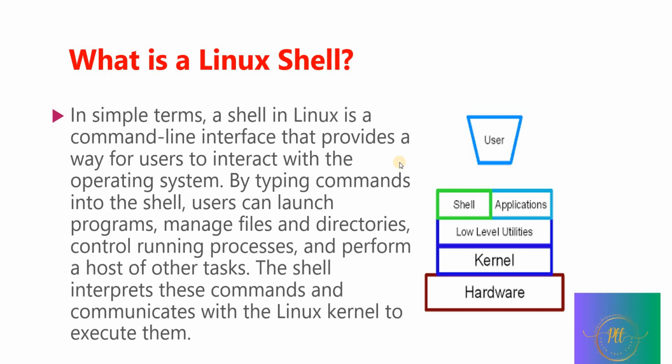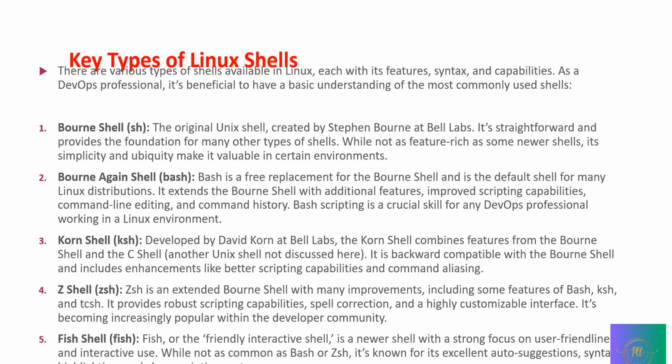Here we are going to know how shell scripting works. What is the Linux shell? In simple terms, we can say that the shell in Linux is a command line interface. Basically, we give commands normally in the terminal, but in shell scripting, as I told before, we keep multiple commands in a single file and execute it. You can see this definition also. By typing commands into the shell, users can launch programs, manage files and directories, control running processes, and perform a host of other tasks. The shell interprets these commands and communicates with the Linux kernel to execute them. After it executes them, it shows the output in the command line interface.